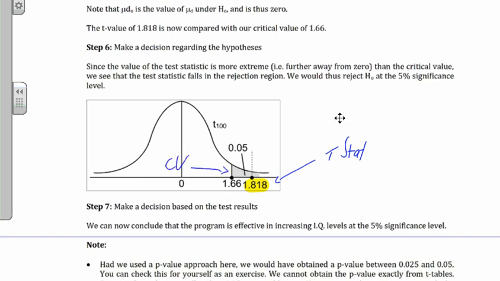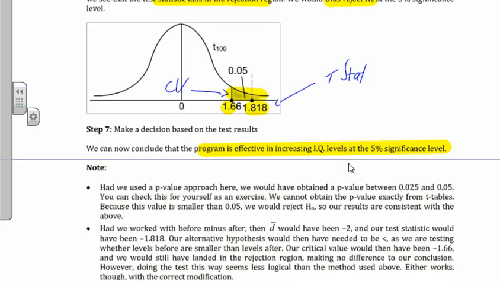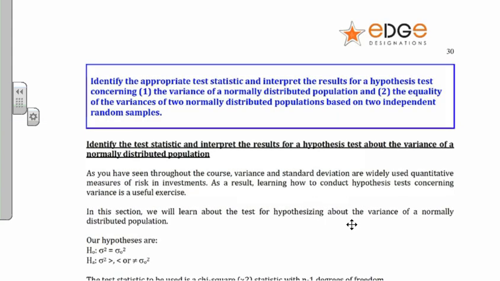Good news for us, the t-statistic falls where? Yes, within the rejection region. Let me read it to you again. Since the value of the test statistic of 1.818 is more extreme than the critical value of 1.66, the test statistic falls then, yes, into the rejection region. We reject H0 at the 5% level of significance, and we can conclude that the program is effective in increasing IQ levels of the children. And there's a bit of a conclusion for you.